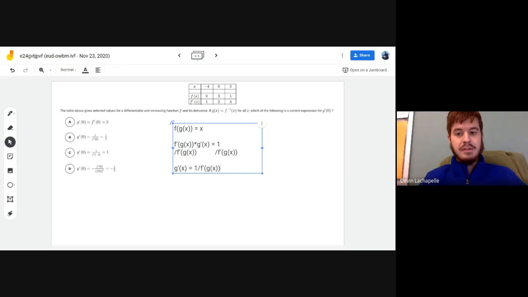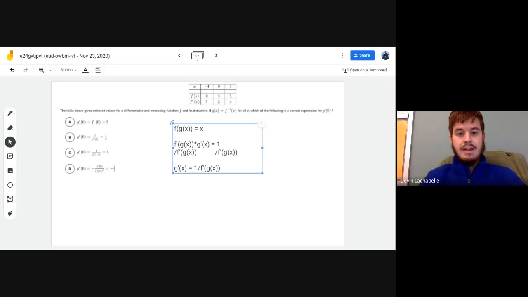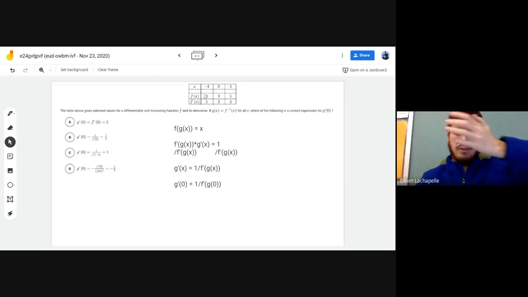But we want to find specifically g prime of 0. So let's go ahead and fill in our values. g prime of 0 equals 1 divided by f prime of g of 0. What is g of 0 though? Because we don't have g up here. We have f.